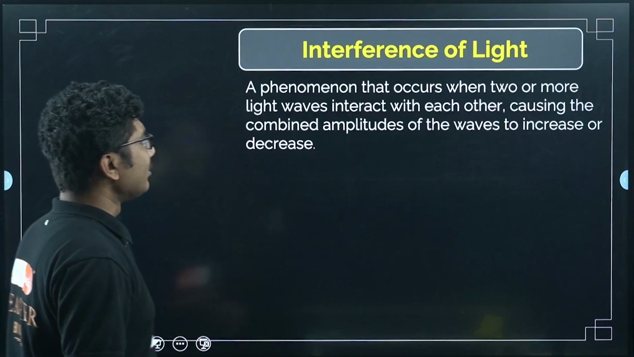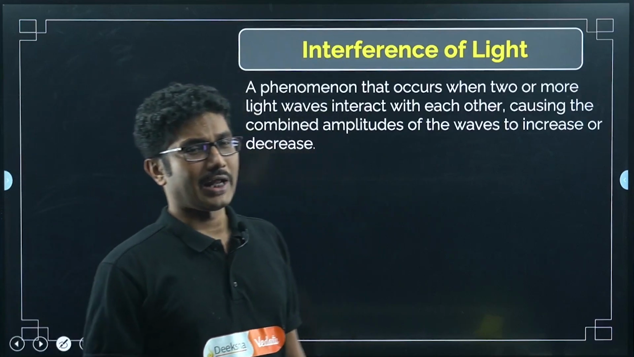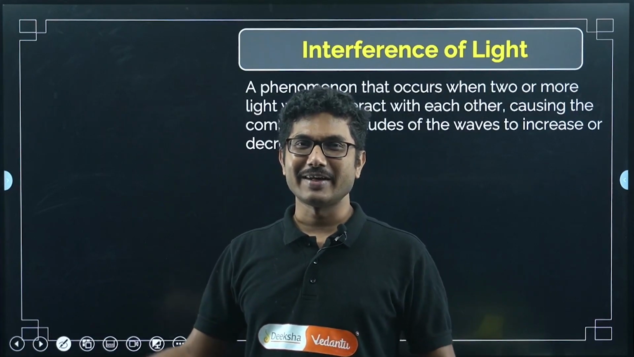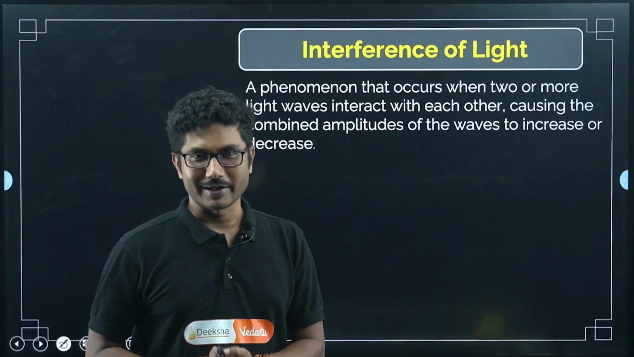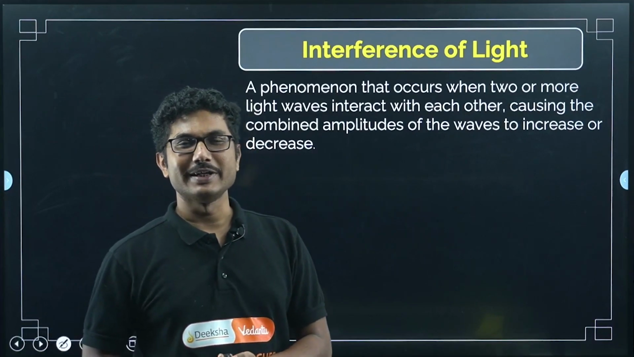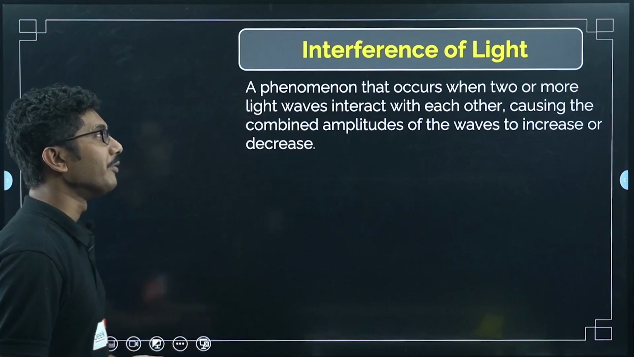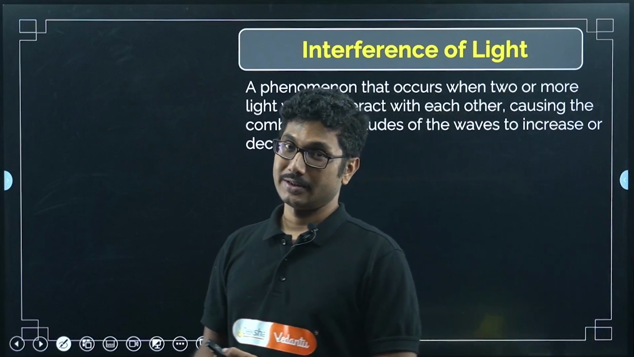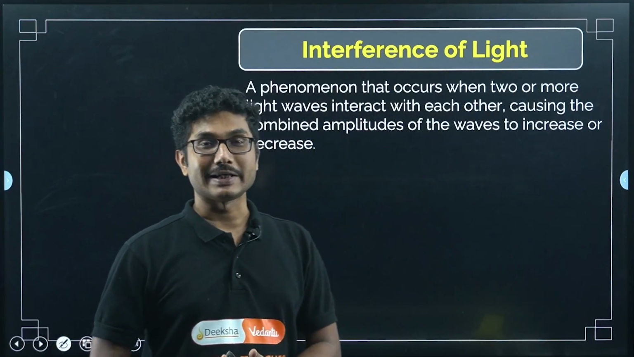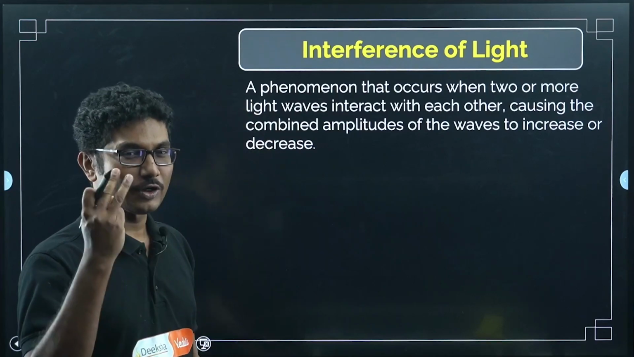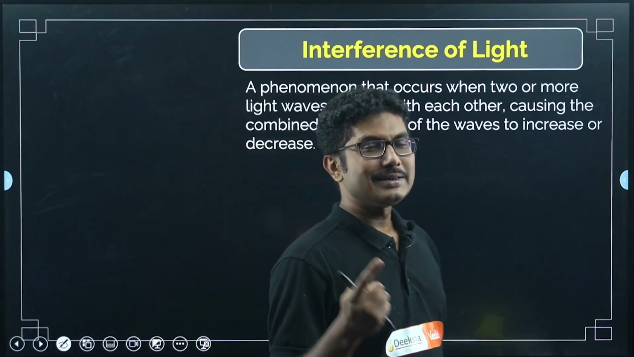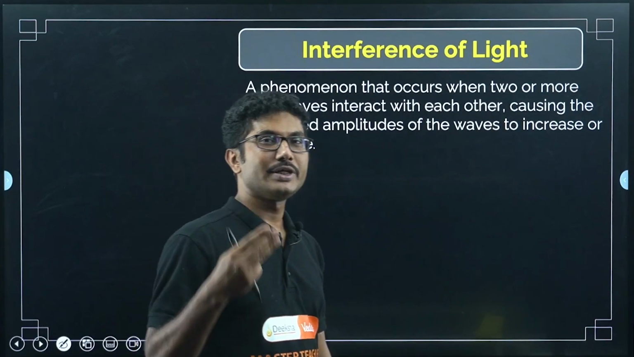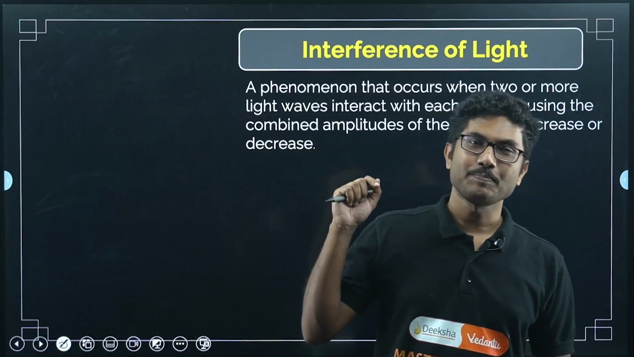Now let's look into interference of light. We say, no, he is interfering in my life, he is interfering in my study. So what is the meaning of interference? There is a beautiful meaning of interference in optics, especially wave optics. Interference is one of the phenomena that cannot be explained in ray optics. There are three such phenomena: interference, diffraction and polarization. These you cannot explain using ray optics, only using wave optics.